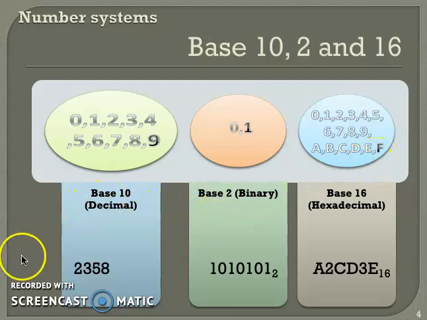In the decimal number system, this is represented as 2358. In the binary number system, this number is 1010101 to base 2. In the hexadecimal number system, this is A2CD3E base 16.